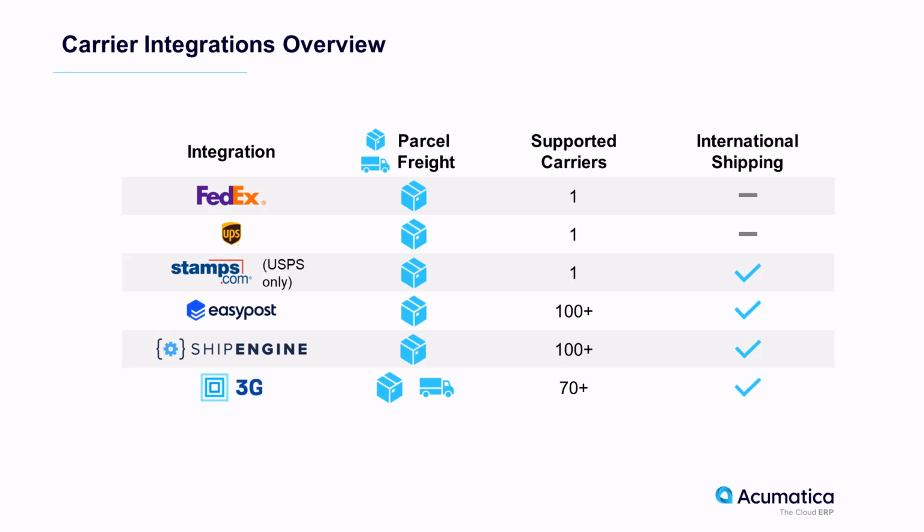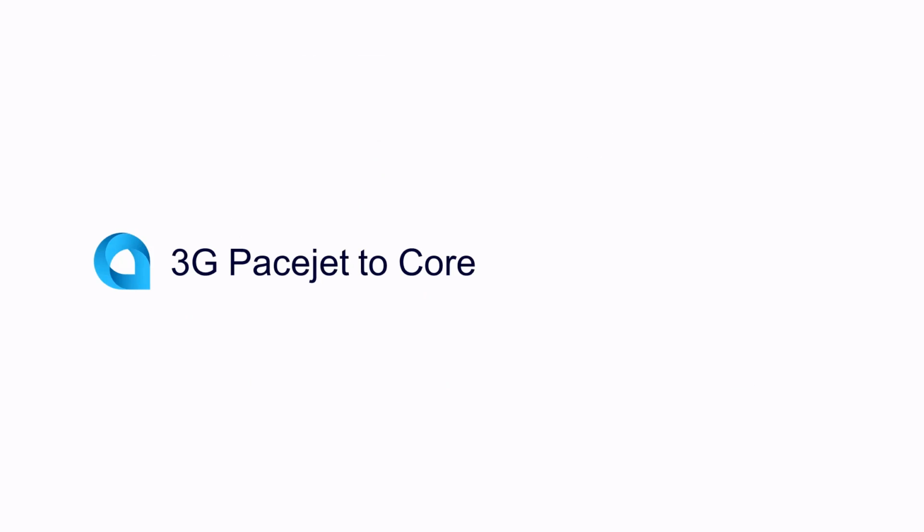They range from parcel shipment solutions such as EasyPost or ShipEngine, where you can instantly access over 100 carriers depending on your use case and your business growth, and also to specific solutions for freight shipments such as our integration and partnership to 3G PaceJet to fulfill needs specific to LTL, FTL, 3PL type shipments for distributors. In this next segment, we will cover updates to these carrier integrations. Starting with PaceJet to the core.